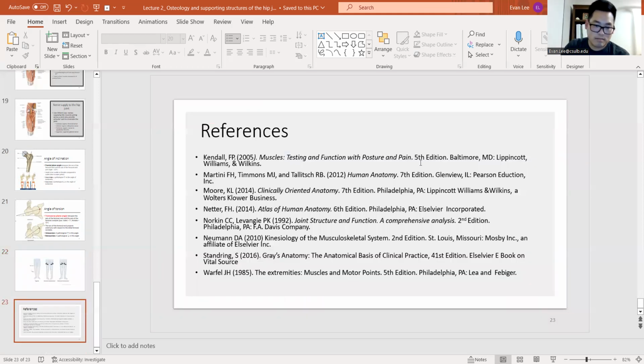So with that said, that should be just about all that we have here for the hip joint, or for the osteology of the hip joint. We'll be taking a look at the muscles soon, just like last time, but let's go ahead and finish up for today.